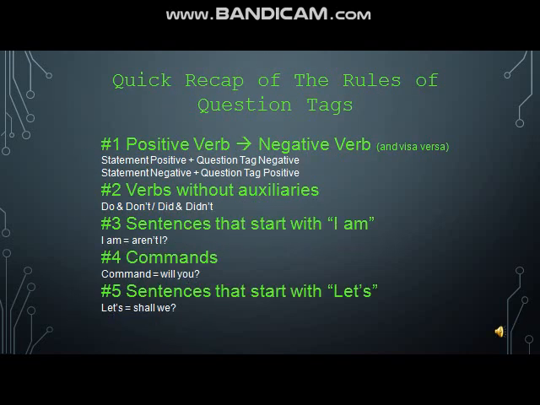So let's take a quick recap of the rules of question tags. When we have positive verbs, it changes to negative ones. When we have verbs without auxiliaries, we must choose the appropriate auxiliary. When we have sentences that start with I am, it changes to am I. Commands, we have to say will you. When we have sentences that start with let's, it changes to shall we.